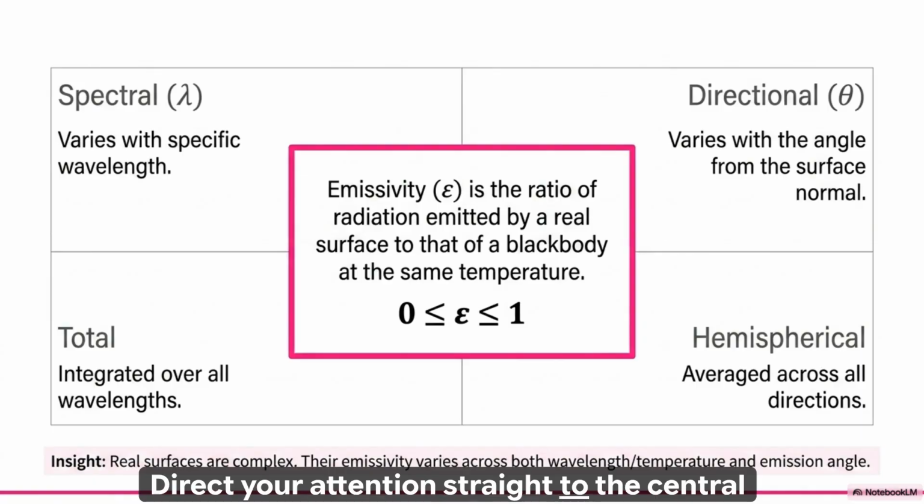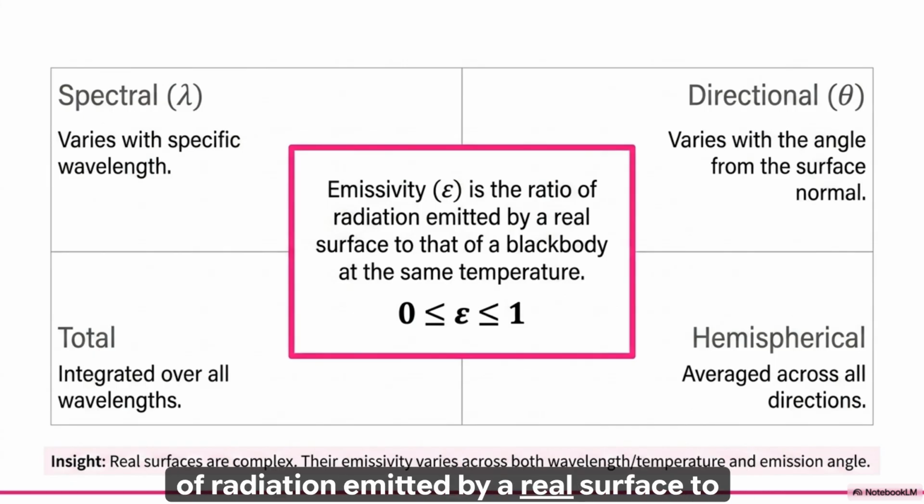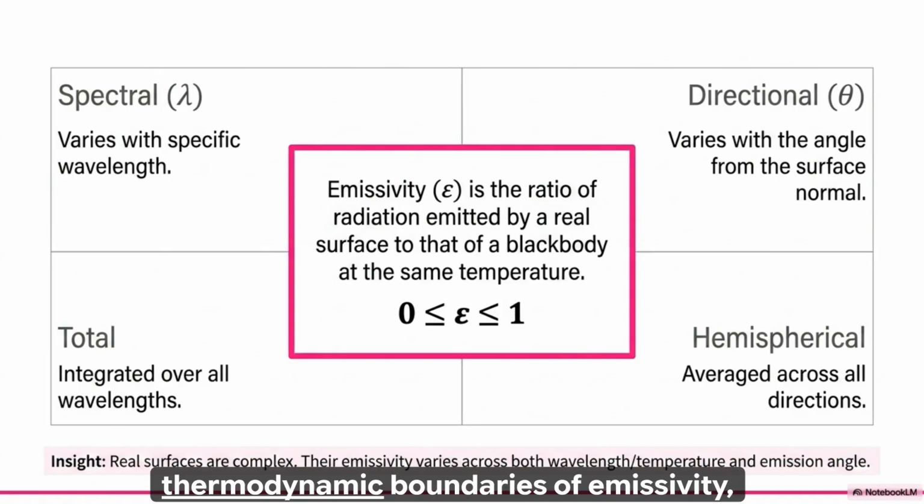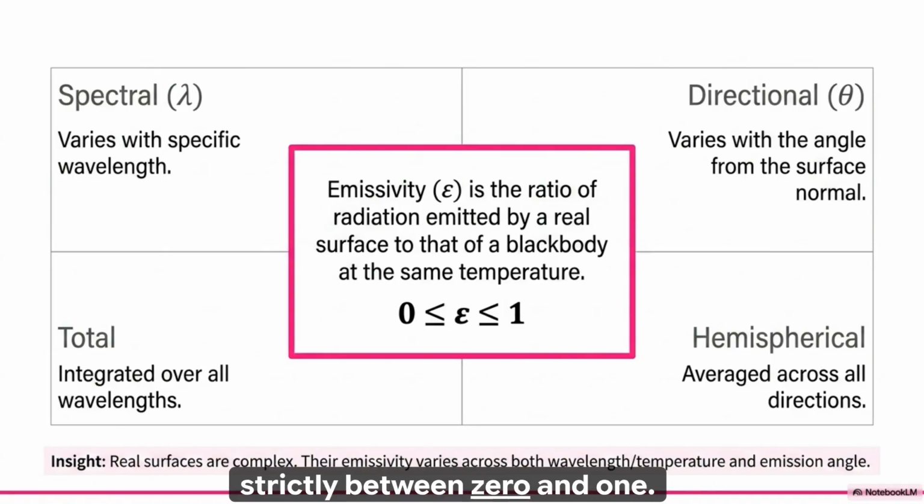Direct your attention straight to the central highlighted box. The top text defines emissivity as the ratio of radiation emitted by a real surface to that of an ideal blackbody at the exact same temperature. Immediately below this text, the central equation defines the absolute thermodynamic boundaries of emissivity, stating that its value must always fall strictly between 0 and 1.